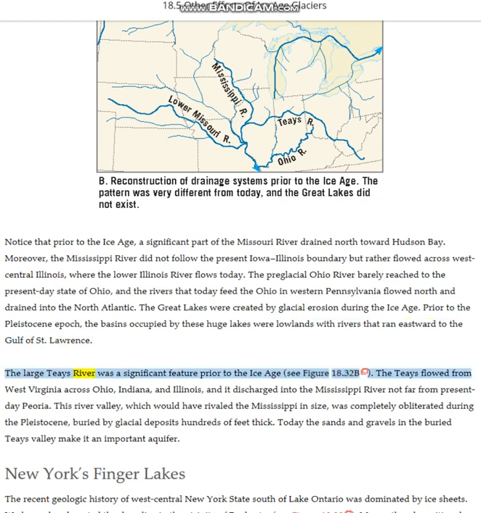The large Teays River was a significant feature prior to the Ice Age, see Figure 18.32b. The Teays flowed from West Virginia across Ohio, Indiana, and Illinois, and it discharged into the Mississippi River not far from present-day Peoria. This river valley, which would have rivaled the Mississippi in size, was completely obliterated during the Pleistocene, buried by glacial deposits hundreds of feet thick. Today the sands and gravels in the buried Teays Valley make it an important aquifer.